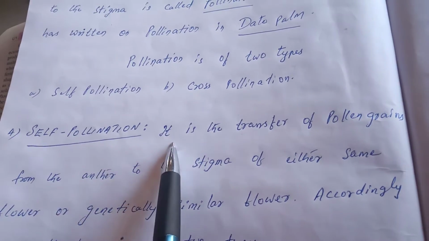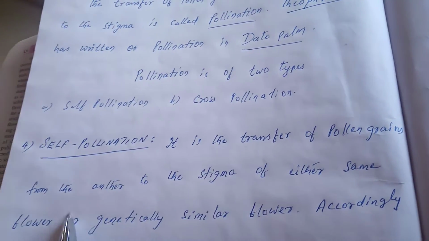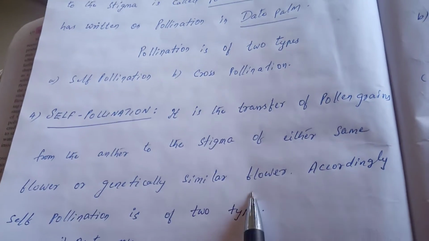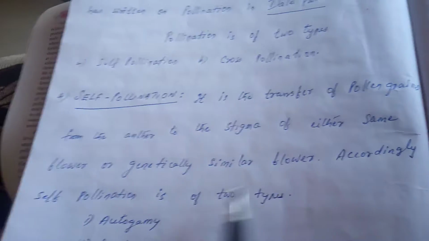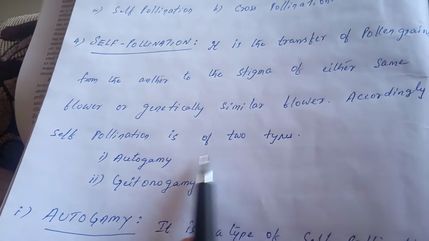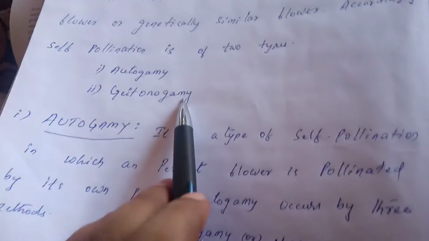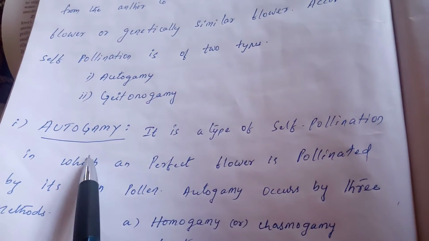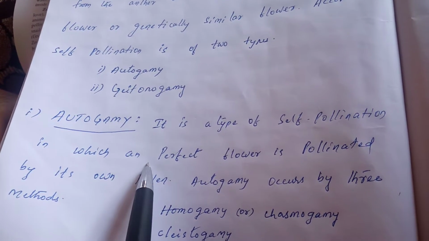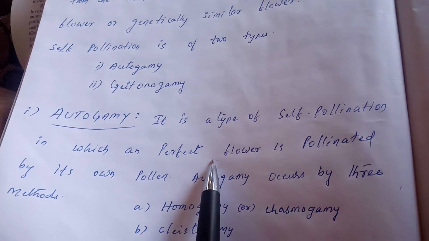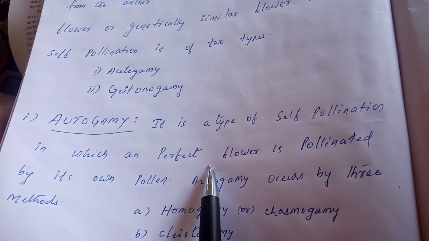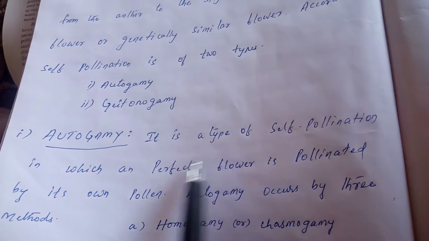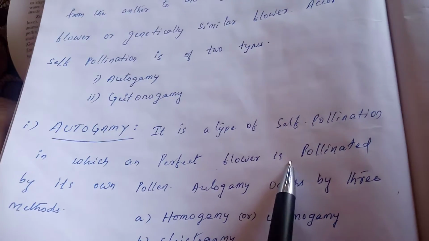What is self-pollination? It is the transfer of pollen grains from the anther to the stigma of either the same flower or genetically similar flowers. Accordingly, self-pollination is of two types, orthogamy and geitonogamy. First one is orthogamy. Orthogamy is the type of self-pollination in which an intersexual or perfect flower is involved. Perfect flower means if a flower has both androecium and gynoecium, then the flower is said to be a perfect flower. So it is a type of self-pollination in which a perfect flower is pollinated by its own pollen grain.